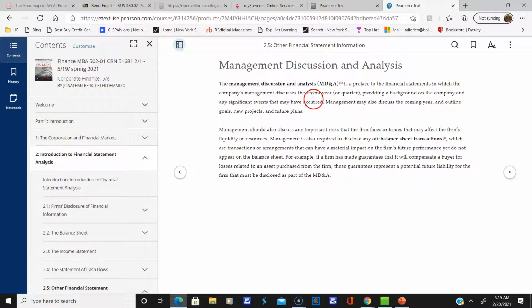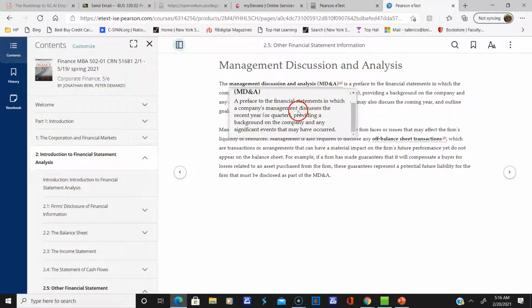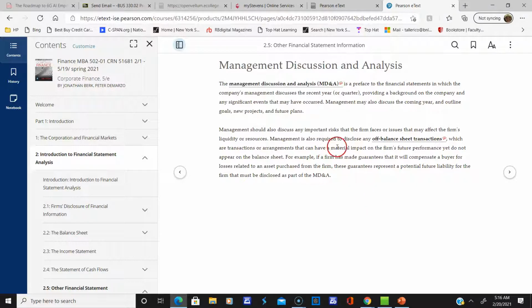All right. So the management discussion and analysis is basically in the beginning of the financial statements, and all that does is give you the recent year, providing a background on the company and anything that occurred. And I read that a lot too. I read these short blurbs, okay?